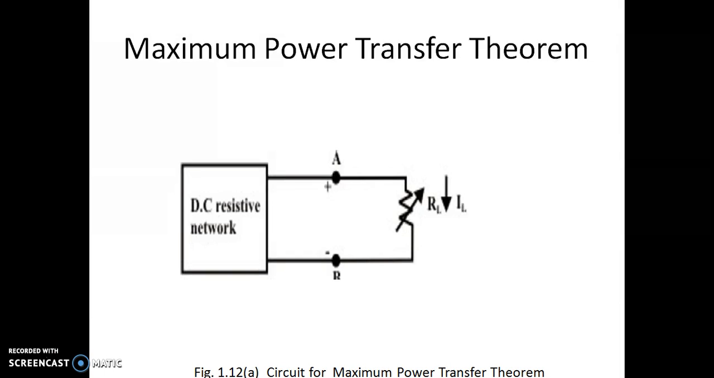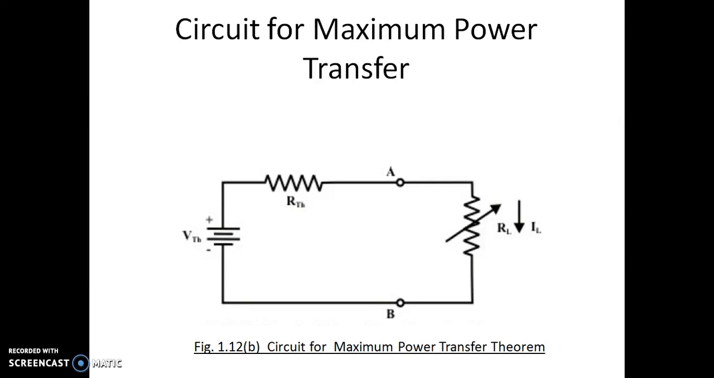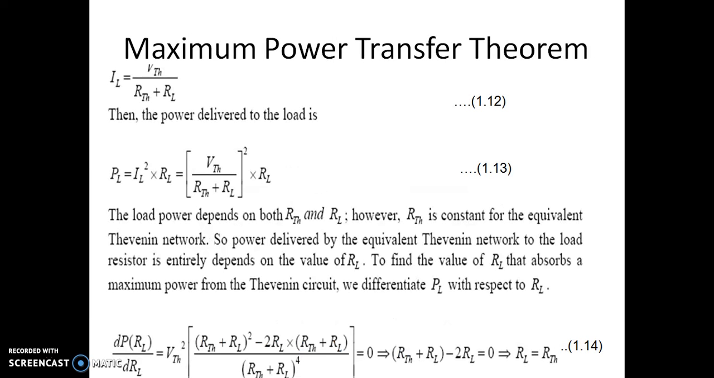Figure 1.12a. Circuit for maximum power transfer theorem. Figure 1.12b. Circuit for maximum power transfer theorem. In this figure, the circuit except the load resistance has been replaced by Thevenin's equivalent resistance. So I_L is given by V_TH divided by R_TH plus R_L. So the power delivered to the load is P_L equals I_L squared R_L.